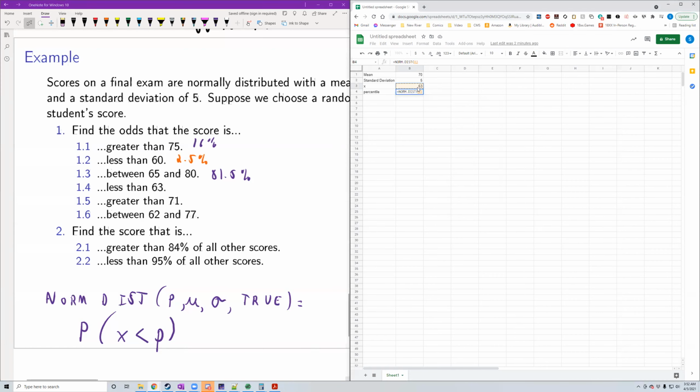So we'll type in all the pieces. The 63, we need the mean, the standard deviation, and you'll always type true as your final option. We're never going to use false in this class. It gives us 0.0807, which we know is 8%. There is about an 8% chance that the score will be less than 63.